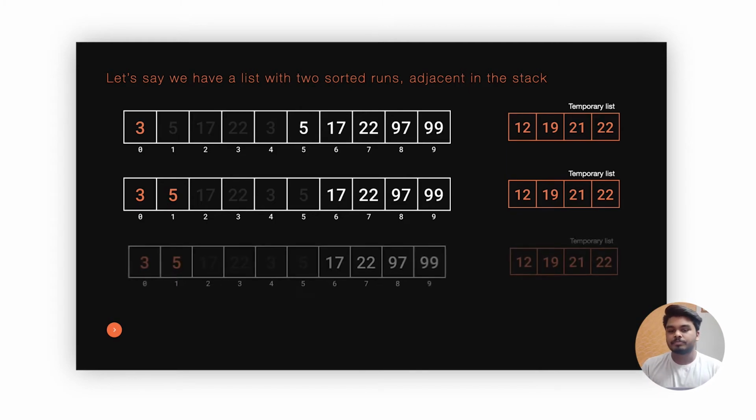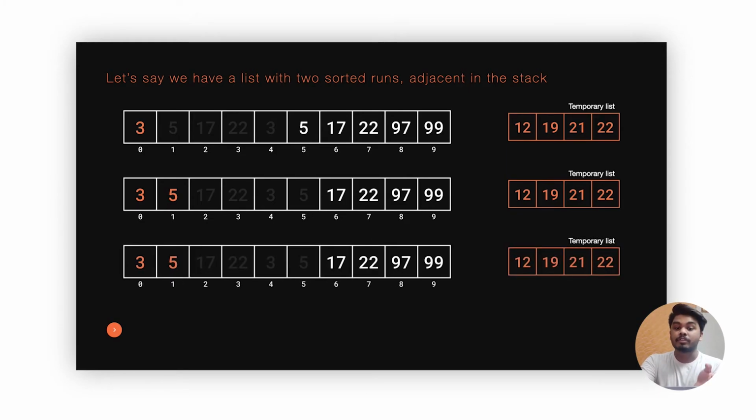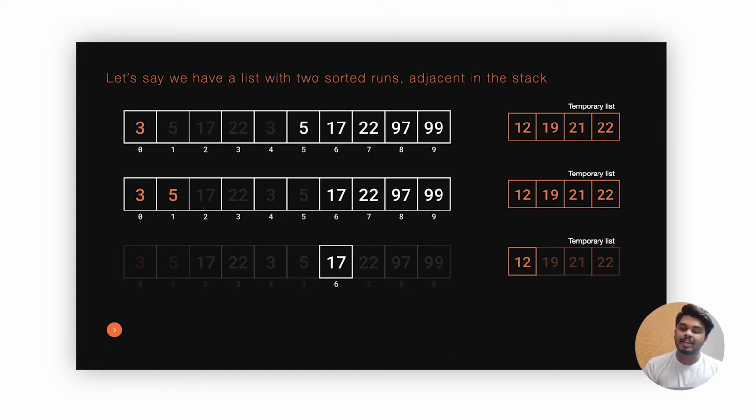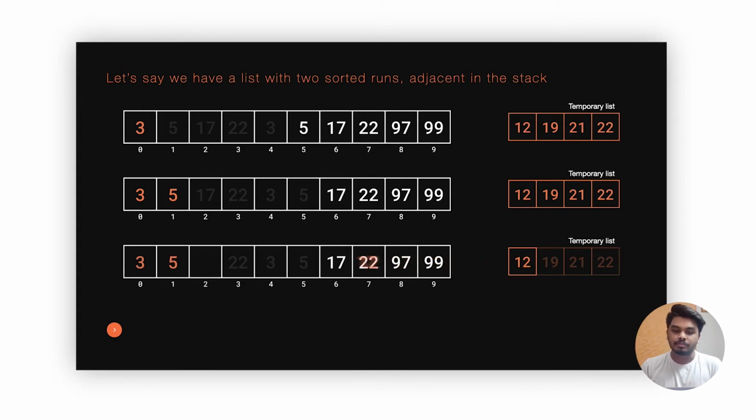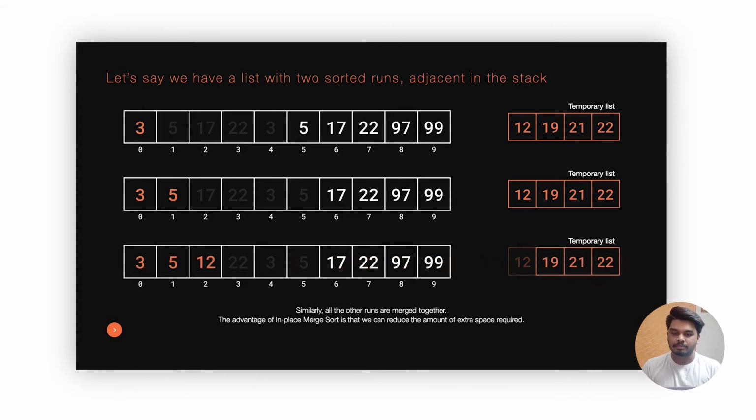Now, let's look at the element at index 6. We find that in this case, the first element of the temporary list wins. So we move 12 to the third position of the actual list. Now, in this manner, the merge sort continues and sorts all of these elements into the first list.